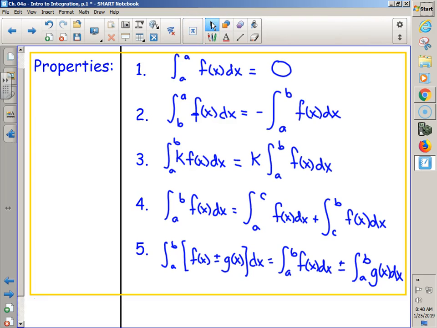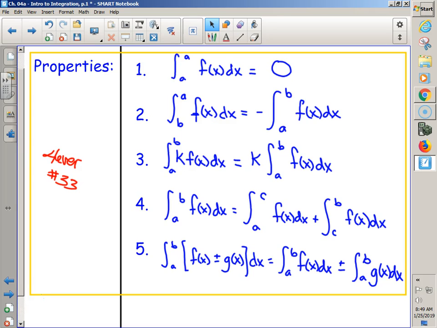Problem number 33. Before even solving an integral, before needing to keep going, just looking at it, there are a few things that you can tell.